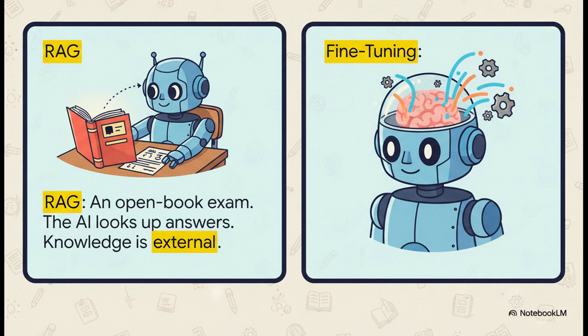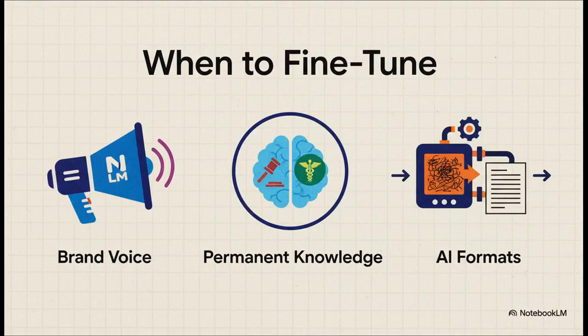RAG, like we said, is that open book exam. All the knowledge is external. Fine-tuning, though, that's like studying to become a true expert. You're actually going in and updating the model's internal wiring. You are permanently changing its brain to embed a new skill right into its core. So when would you actually do this?